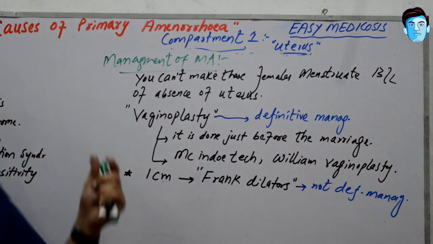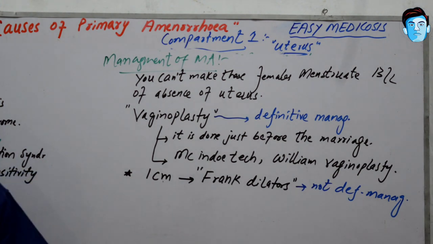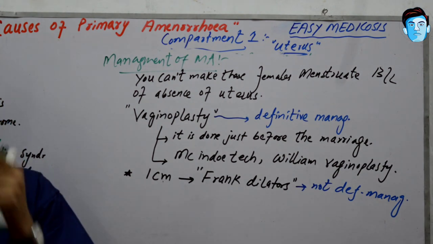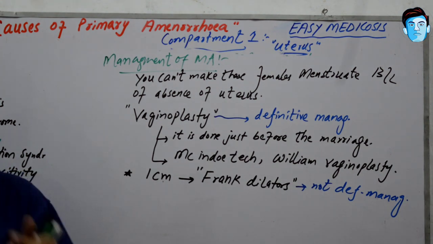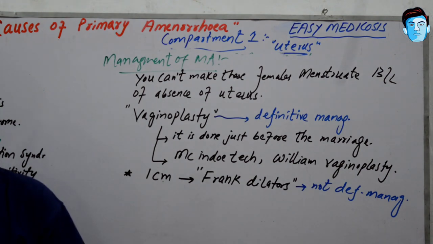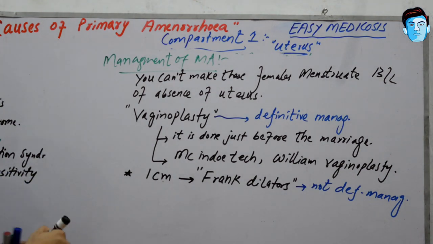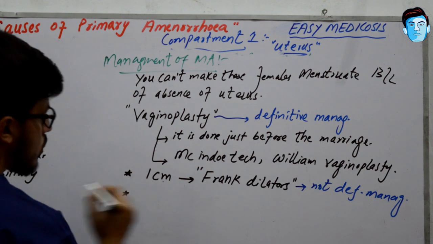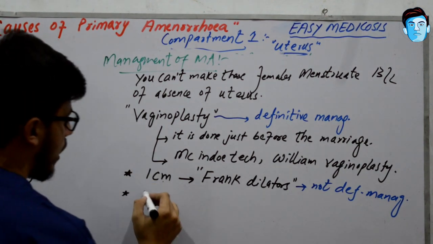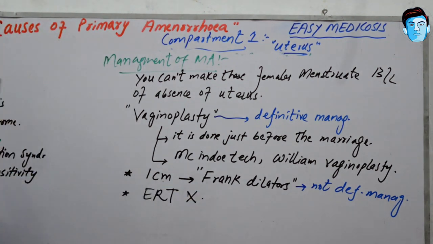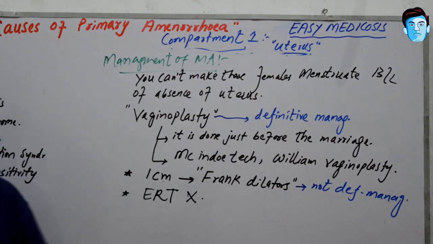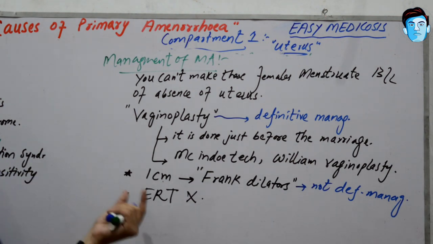And we already discussed in MRKH syndrome that the estrogen level is quite high. So the level of estrogen is adequate, and that's the reason we can't do ERT in this condition. ERT stands for estrogen replacement therapy. Because the level of estrogen is adequate, we can't do ERT.